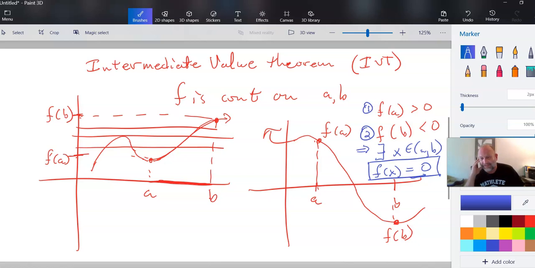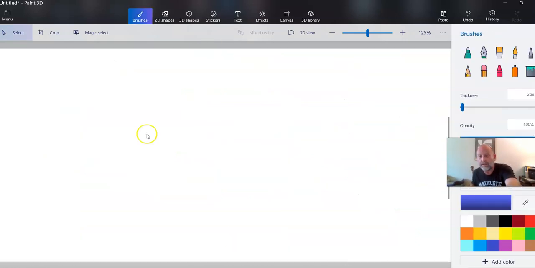Again, this is one of those things that's getting introduced early so that we can reference back to it. But anytime you want to show that there's a root to something, all you have to do is find a positive value and a negative value for the function. And then somewhere between the two x values that you used, there has to be an x value that will give you the 0.